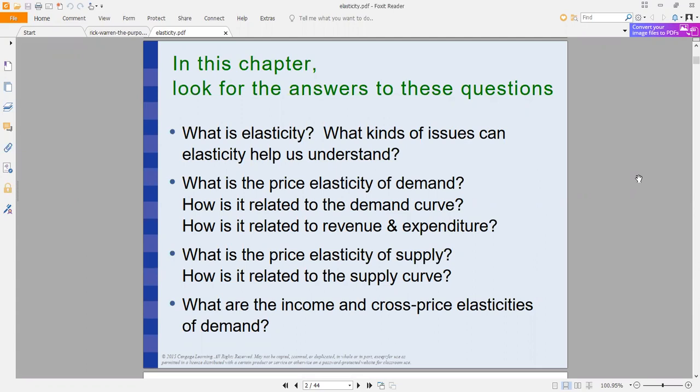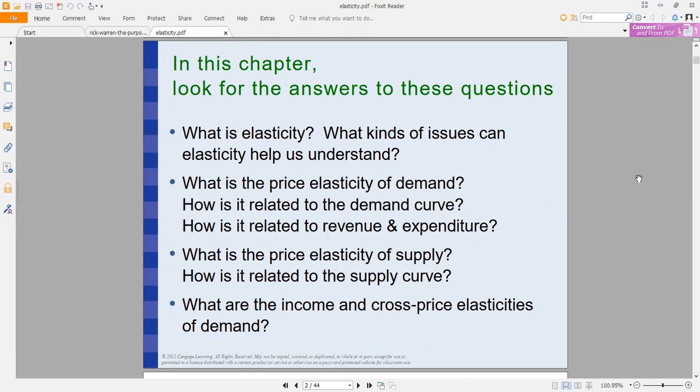The first question is, what exactly is elasticity? So when we talk about elasticity of the demand, what do we mean? If we talk about elasticity of supply, what exactly are we talking about? Then what kinds of issues can elasticity help us to understand? So after knowing the concept of elasticity, what can the knowledge that we get help us to actually understand in economics? And then what is price elasticity of demand?